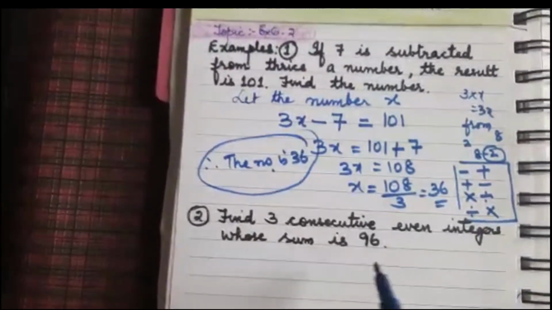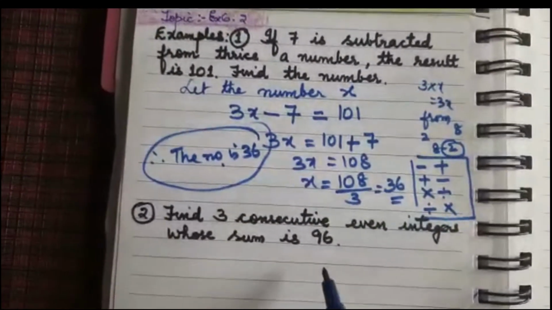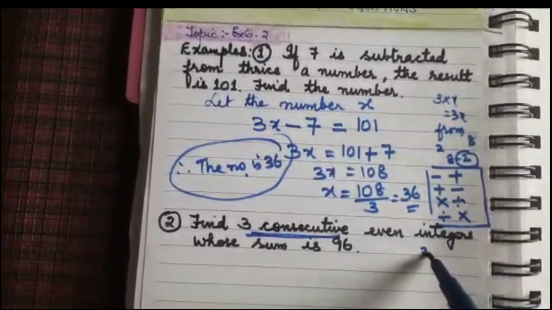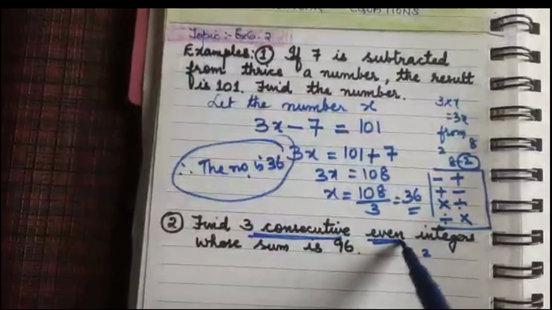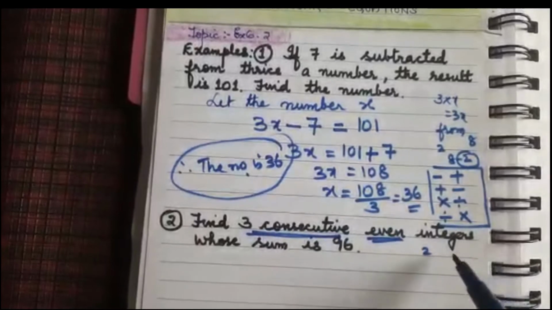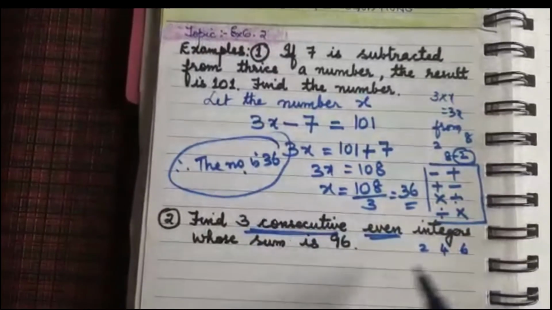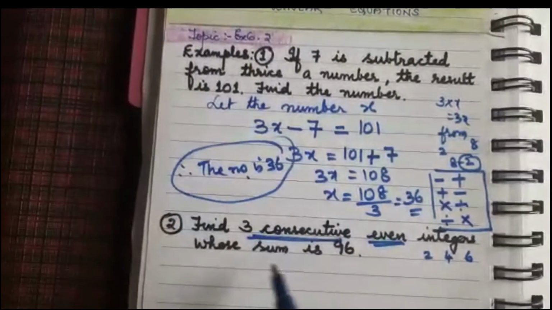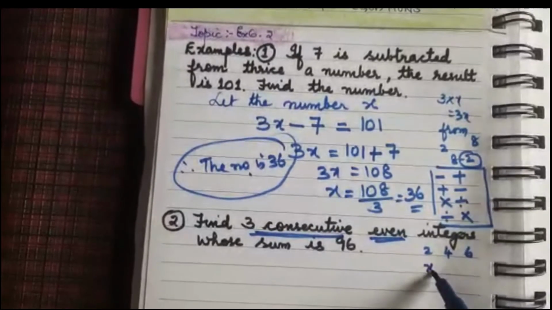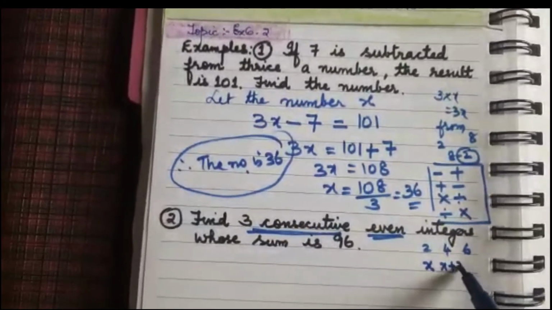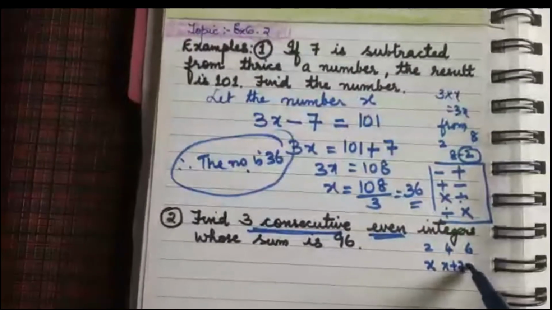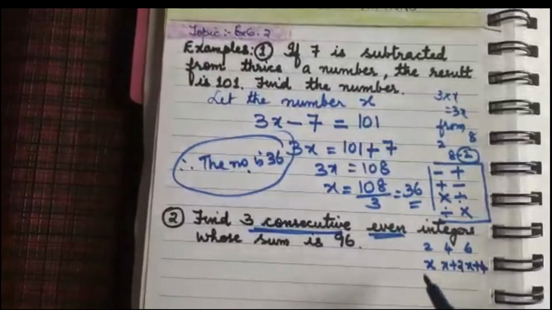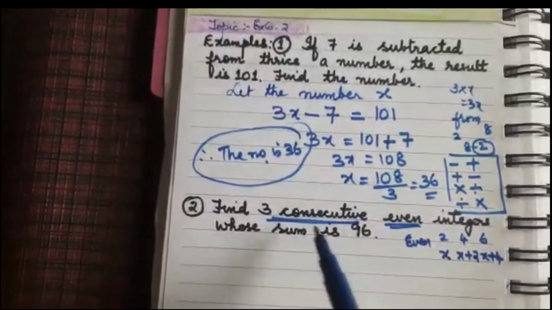Find 3 consecutive even integers whose sum is 96. Here the most important thing is what 3 consecutive means. Consecutive even numbers: if I take 2, the next even number is 4, the next even number is 6. So these are consecutive even numbers, one after another, okay? Here the sum is 96. If I take the first one as x, what will be the second one? We have to add 2, because 2 plus 2 is 4. Now the third one is x plus 2 plus what, to get 6? 4. So x plus 4. Understood? This is for consecutive even numbers.